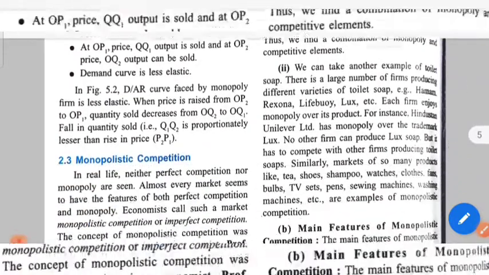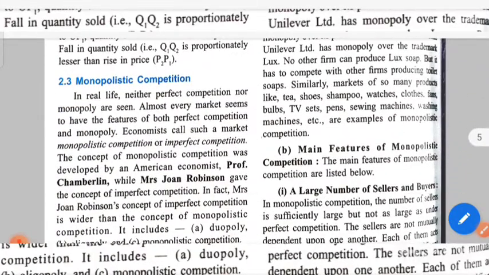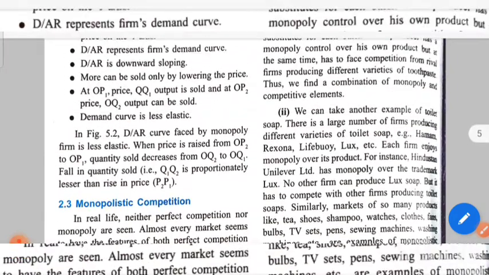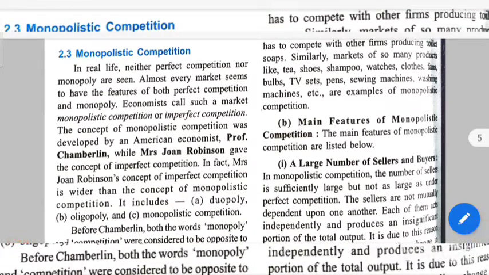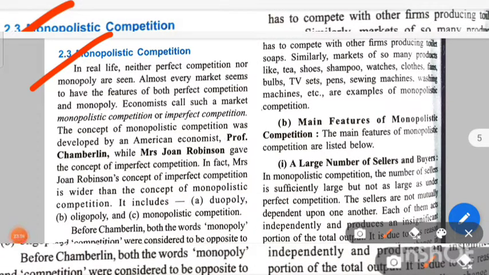Now, the next point. This will be the last point of today's video: monopolistic competition. Monopoly is a real form of market, but perfect competition is just a bookish form of market. Perfect competition doesn't really exist, and monopoly exists but rarely. The normal market which we face is monopolistic. This is the real market.